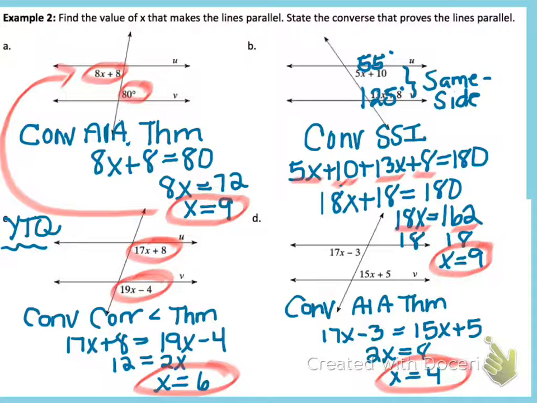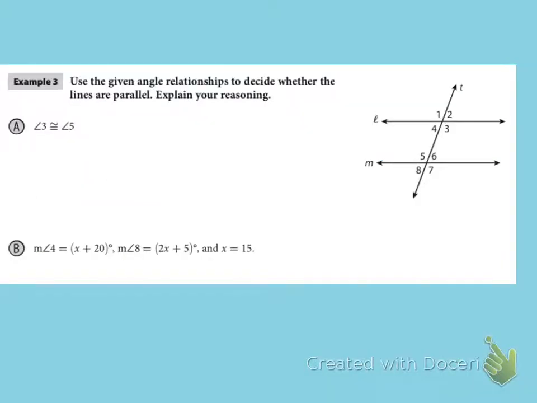And then in D, those angles represent alternate interior angles, and if they were equal, the lines would be parallel according to the converse of the AIA. And a value of x being 4 would make it so that those angles are equal. All right, let's move on.